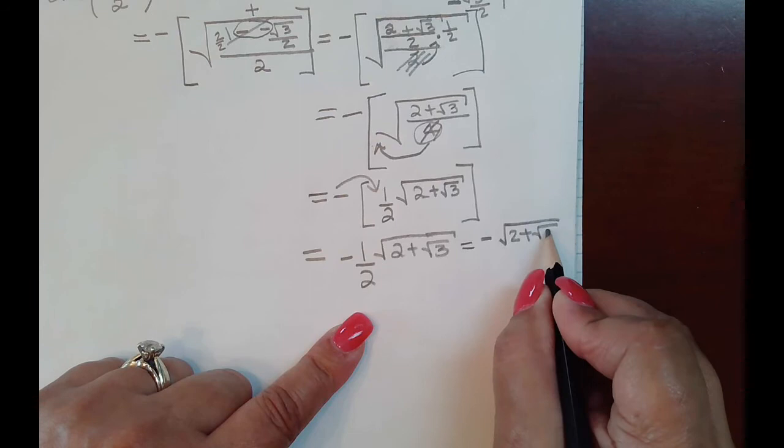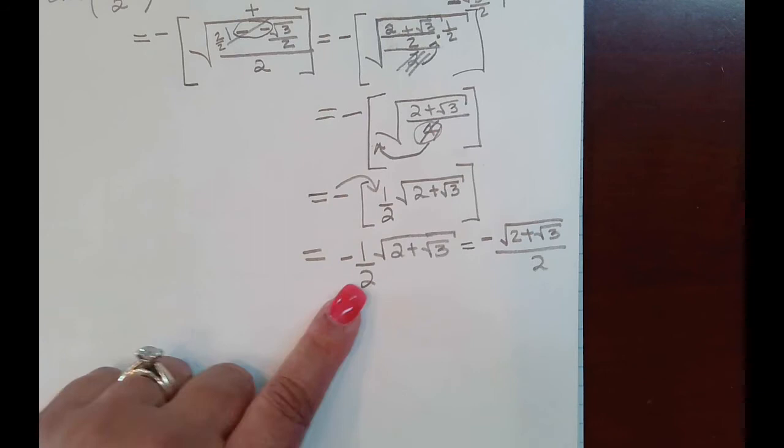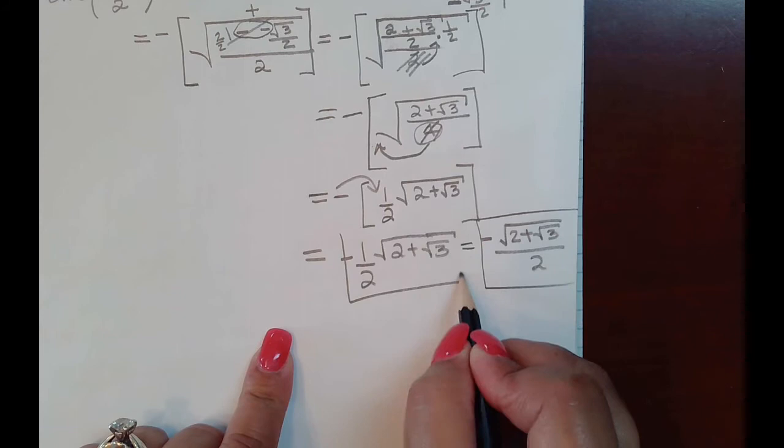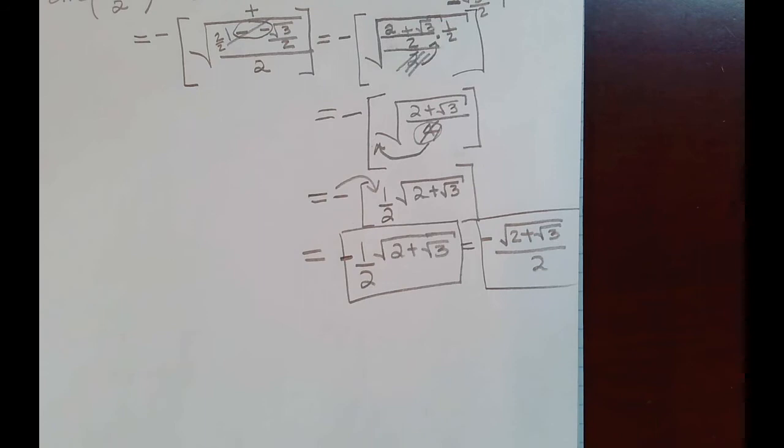The same thing as pulling the 1/2 out front, and you've got to report that negative. So either one. Give this one if you want, or that one. It won't care which one you give them in the software that you're using. Okay, so that's example 7.